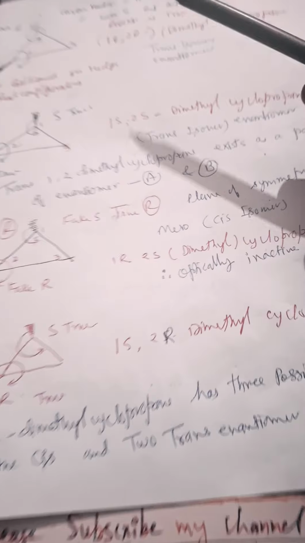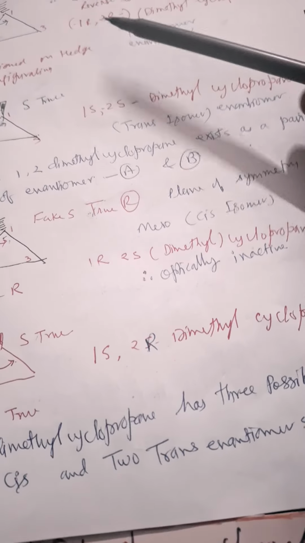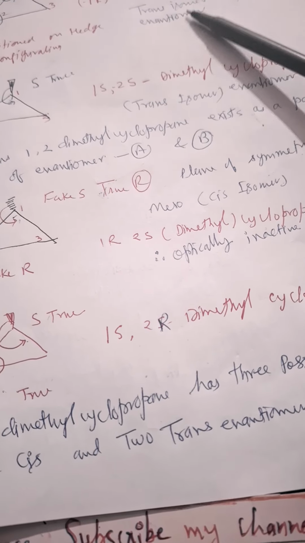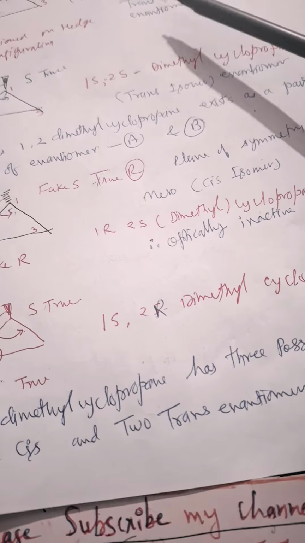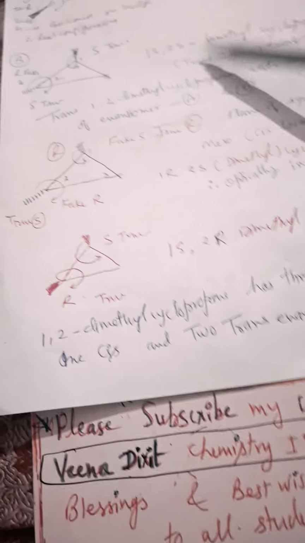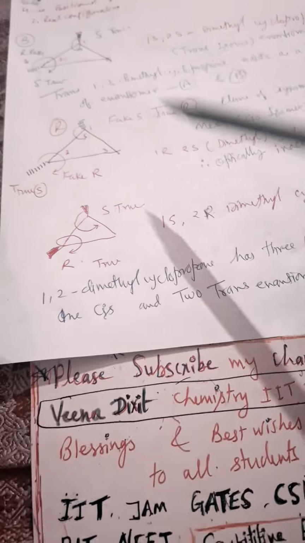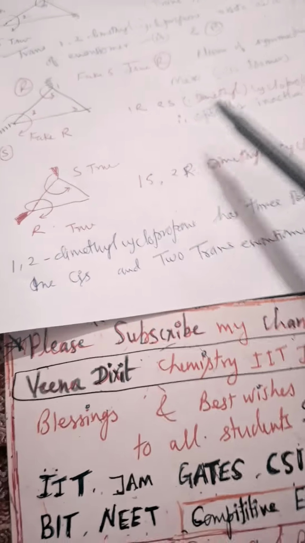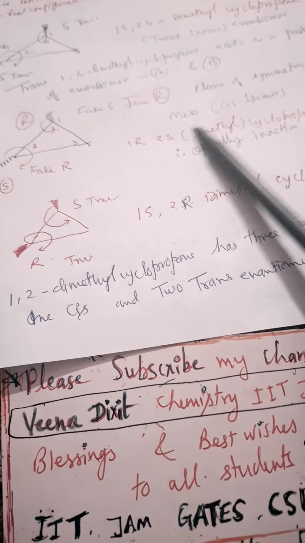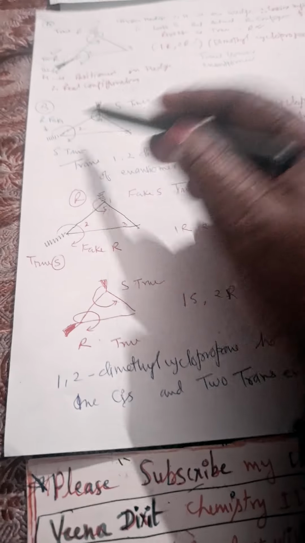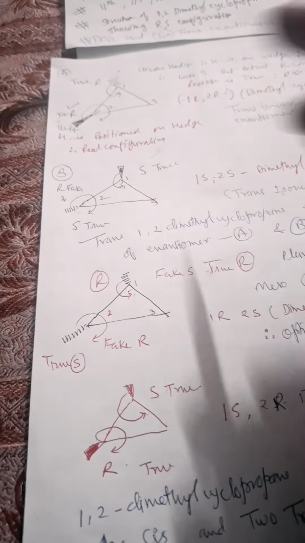So you can very easily understand 1R,2R or 1S,2S. These are trans isomers, and these are the enantiomers of the trans isomer. So the trans isomer has two enantiomers, 1R,2R and 1S,2S. And the cis isomer is a meso compound, optically inactive. Why is it so? Although it has two chiral carbons, this is also having two chiral carbons, right?